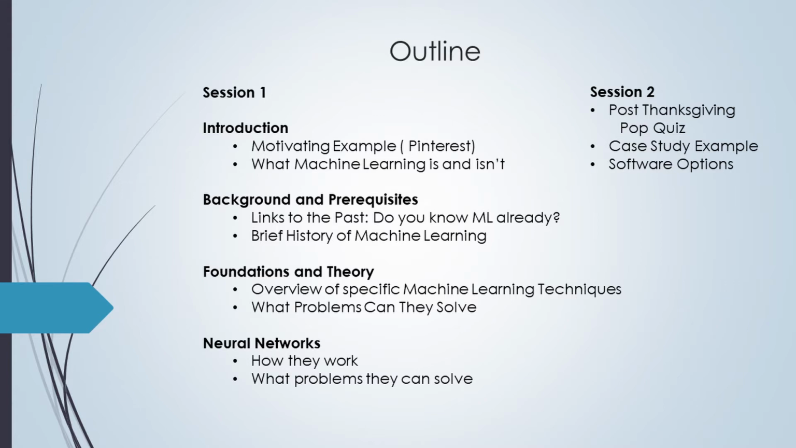In this first session, I'll set the stage by presenting a motivating example. I'll follow the example with what machine learning is, and, equally important, what machine learning isn't. I'll transition into a brief background, tying the past and present state of machine learning to more commonly known methods and techniques. After the short history lesson, I'll dive into popular machine learning techniques and discuss problems they can solve. Finally, I will introduce neural networks and explain how they work and what problems they can solve.